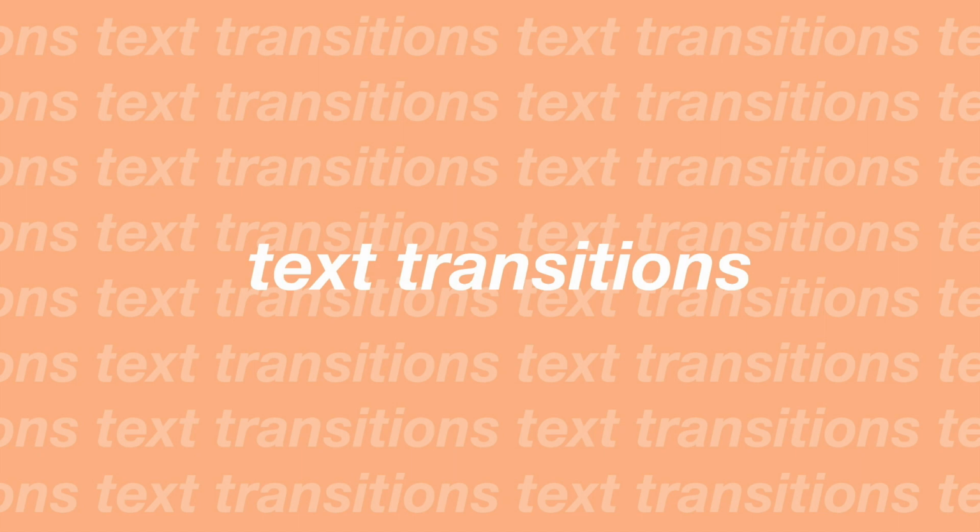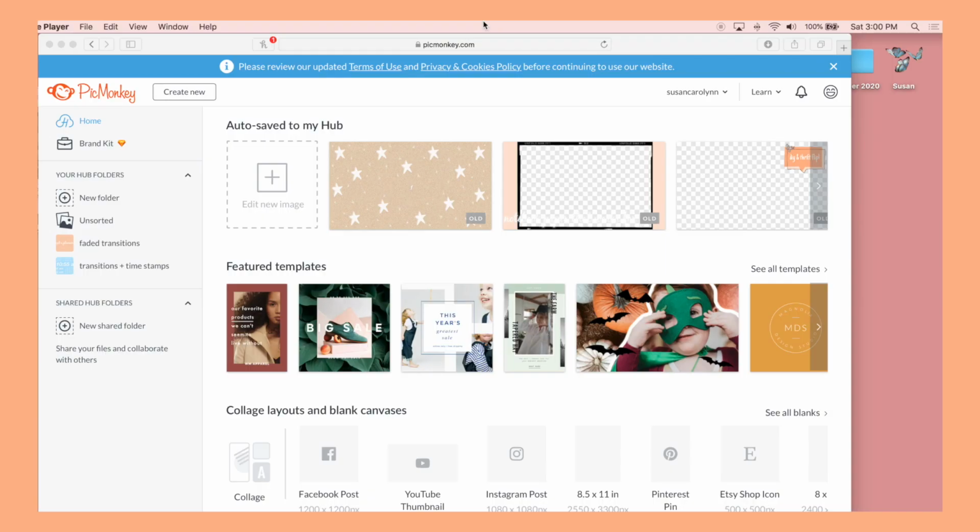Next is creating text transitions like what you see on your screen right now. I use Picmonkey on my computer to do this, but you can pretty much use any sort of graphic creator to do this. Picmonkey is not free anymore, unfortunately, but once again, you can use PicsArt to do the exact same thing. You can also use Canva, Fonto, Procreate, Unfold, etc. There's so many options for you.